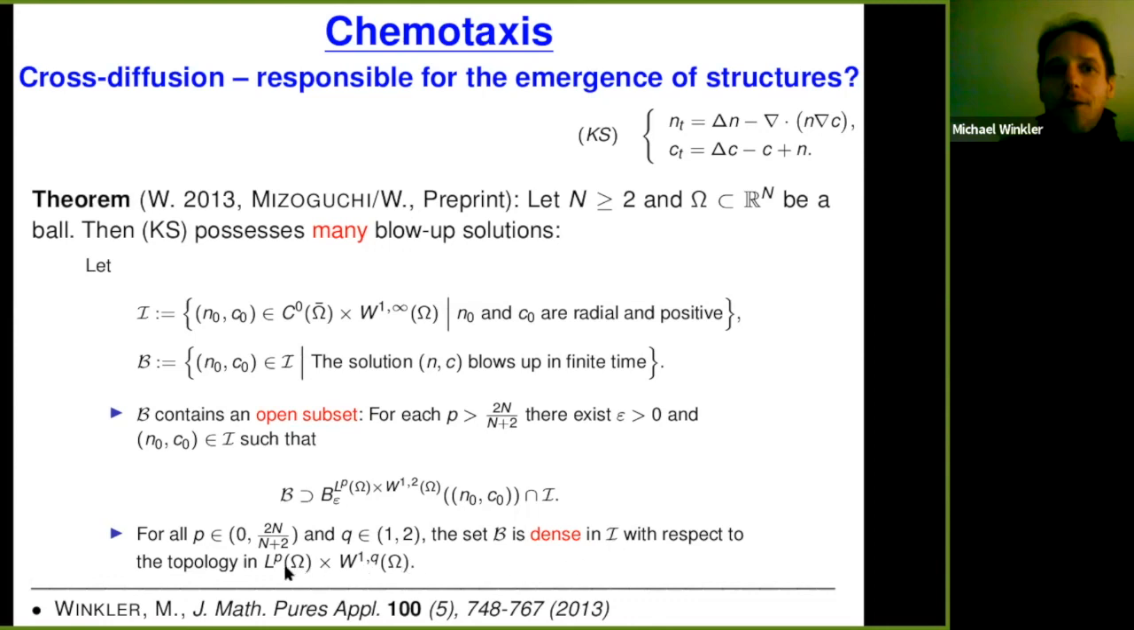Of course, I cheat a little here with the topology, because the open and the dense statements refer to different topologies. However, this strongly says that there is a lot of initial data, especially this density statement. There is a lot of initial data which lead to blow-up in 2 or higher dimensional cases. So the conclusion at this point, which is old already, is that this nonlinear cross diffusion term can produce a lot of blow-up solutions.